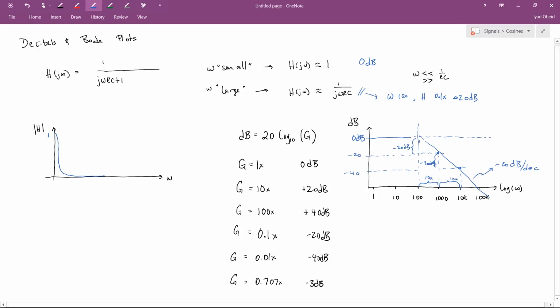The only caveat to all of this is that at the cutoff frequency, my gain isn't 0. My gain is actually minus 3 decibels. And that's why I drew the dotted line. So right at the cutoff frequency, it's actually going to dip down a little bit to minus 3 dB. So that's your minus 3 dB point.